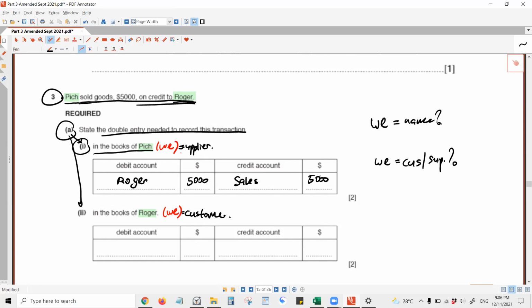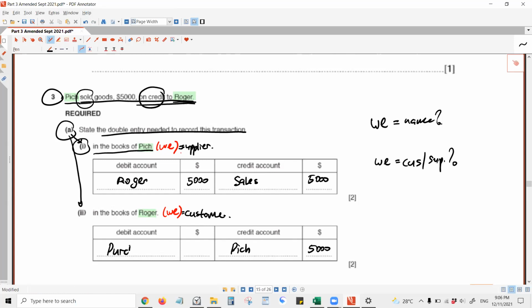A2, we are the customer. We bought goods on credit. So the other way around means bought, right? We bought goods on credit from Peach. You should make payment. Can you credit cash here? No, because you have not made payment. Can you credit bank here? Cannot, because it's on credit. You have not made payment. You credit the supplier's name, Peach, 5,000.